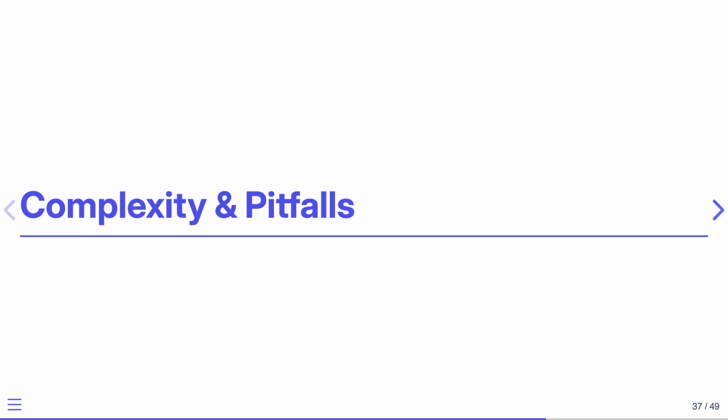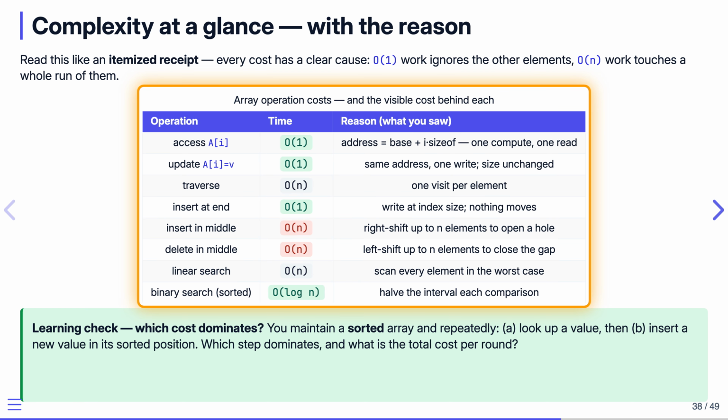Let's pull the costs together and then look at the bugs that catch people. First, the price of each operation, then the common mistakes in C. Read this table like a receipt. Every cost has a visible cause. Cheap work ignores the other cells. Costly work touches a whole run of them. Let's go down the list.